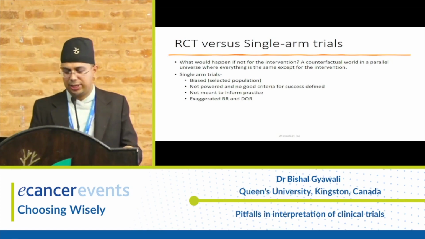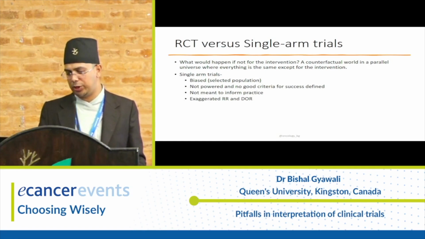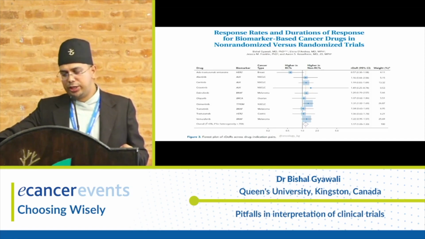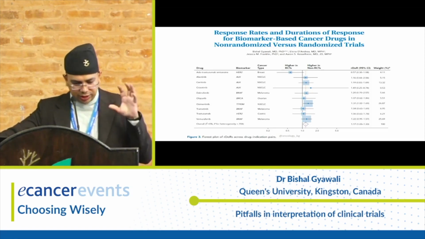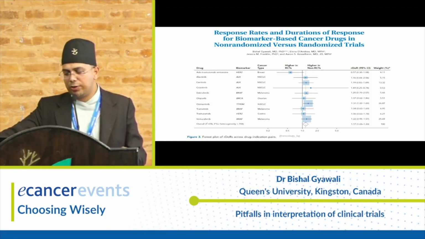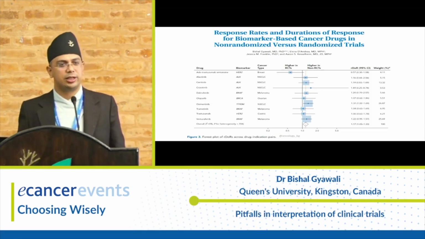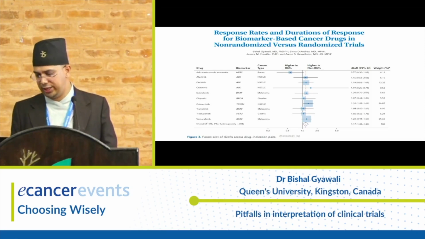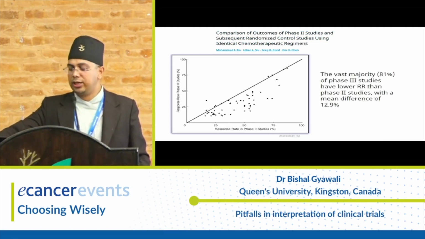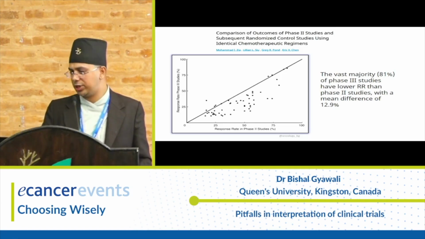And in cancer, for example, we know that single-arm trials overestimate response rates and duration of response compared to randomized trials. For example, this was a paper that we did in which we compared the duration of response for the same drug in the same cancer for single-arm trials and randomized trials. And we found that the single-arm trials showed 17% higher duration of response than the randomized trial for the same drug in the same condition. And this has been shown in the past with cytotoxic agents as well, with response rate. Phase 3 studies show lower response rates than single-arm trials.